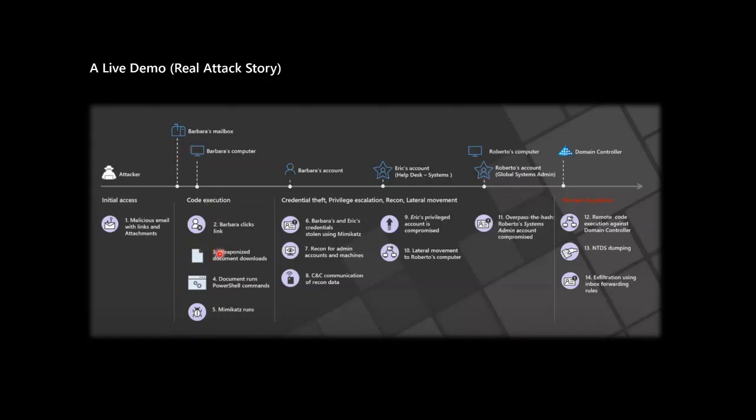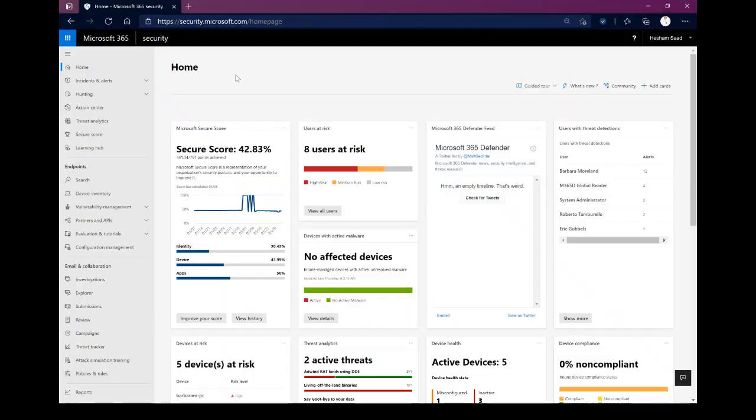Barbara starts to execute, clicks on the link, running a kind of malware or Mimikatz, and then expands across the network, targeting Eric on the help desk team, and then going into Roberto, who is one of the global system admins, a high-privileged admin for one of the domain controllers, and then setting up an exfiltration rule. So I'd like to show you live how it works. Here you go.